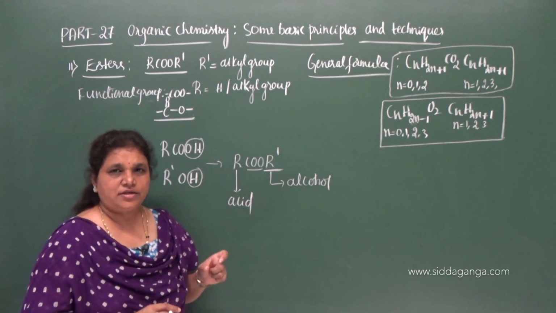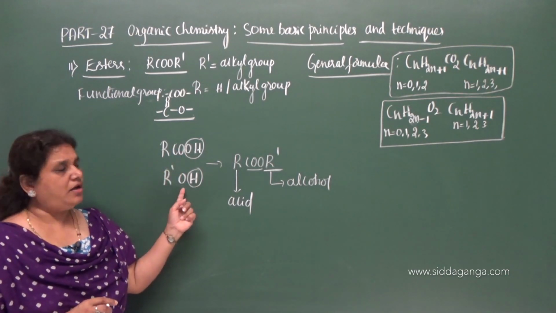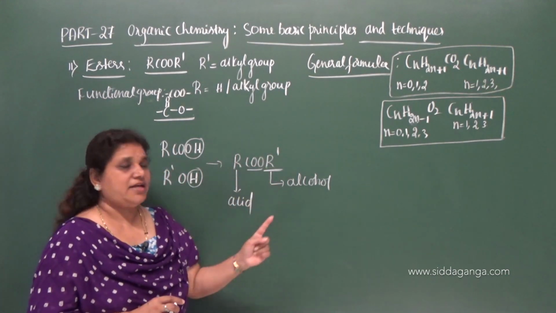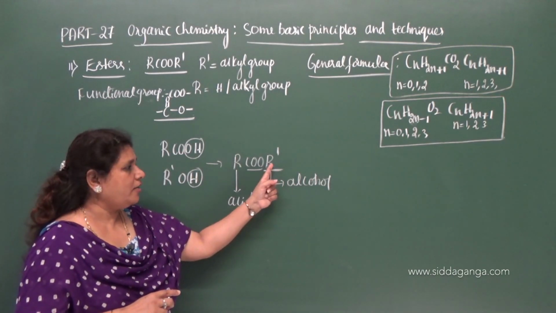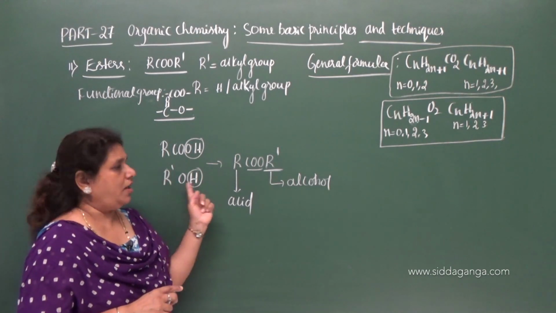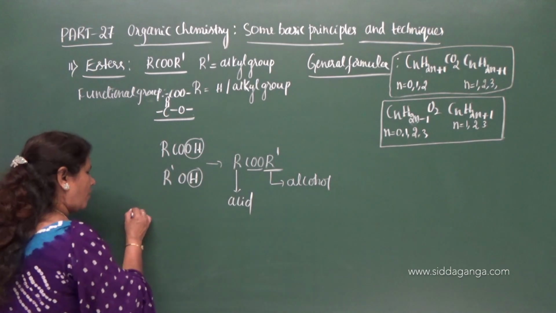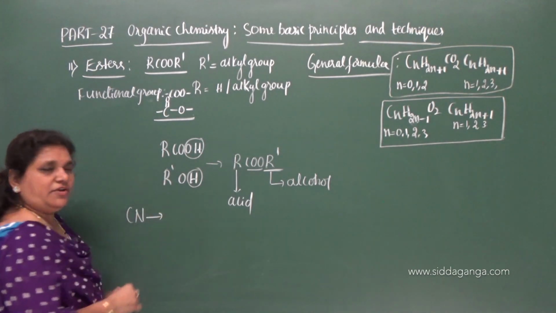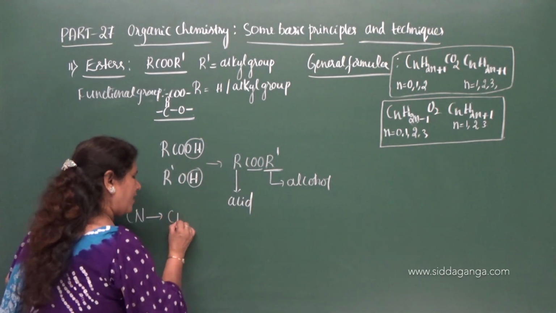Esters are the product of the reaction between a carboxylic acid and an alcohol. So R dash here is always an alkyl group, because it is always from the alcohol, and this is from the acid. Therefore, how do we give the common name here? While giving the common name, first we have to give the common name of R dash.